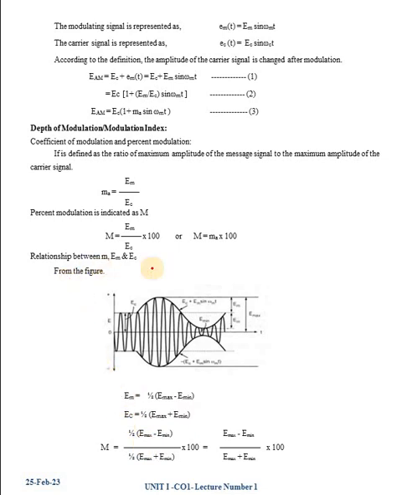The relationship between modulation index, maximum magnitude of the modulating signal and carrier signal is represented in this waveform. This peak to peak value is considered as the E max and E minimum value. This is E minimum and this is E maximum. This is going to be EM, the maximum magnitude of the modulating signal. This portion is also EM. By relating all these, we can write the modulation index as E max minus E minimum divided by E max plus E minimum into 100.